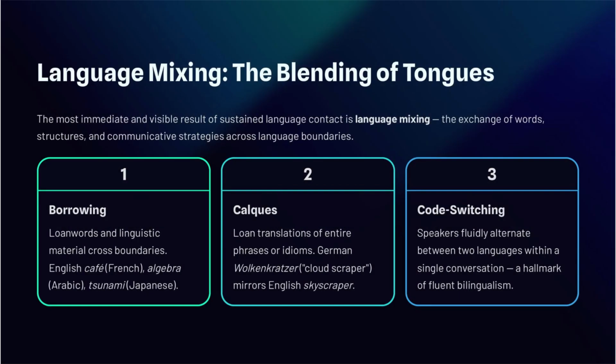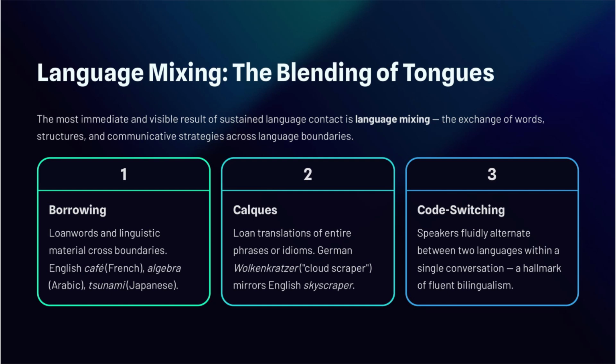One of the most visible results of language contact is language mixing. This means that languages exchange words, structures, and communicative habits. The first type mentioned here is borrowing, when one language takes words from another. English, for example, borrowed café from French, algebra from Arabic, and tsunami from Japanese.